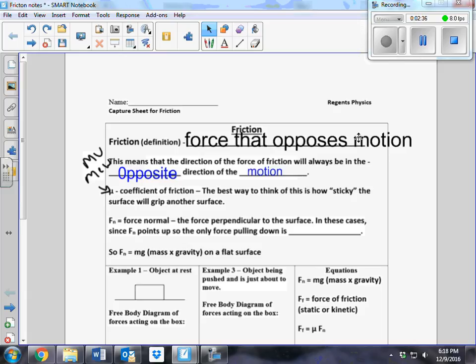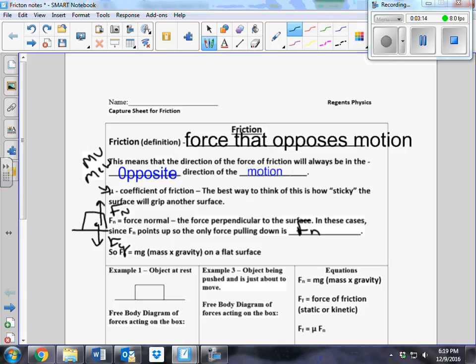Force normal we've talked about before. Force normal is the force perpendicular to the surface. In a case of a flat surface with a box sitting on it, the force of gravity is pulling down, and the force normal is pushing up, perpendicular to the surface. Since the force of gravity is pulling down and they are equal and opposite, Newton's third law, we can say that force normal equals our force due to gravity.